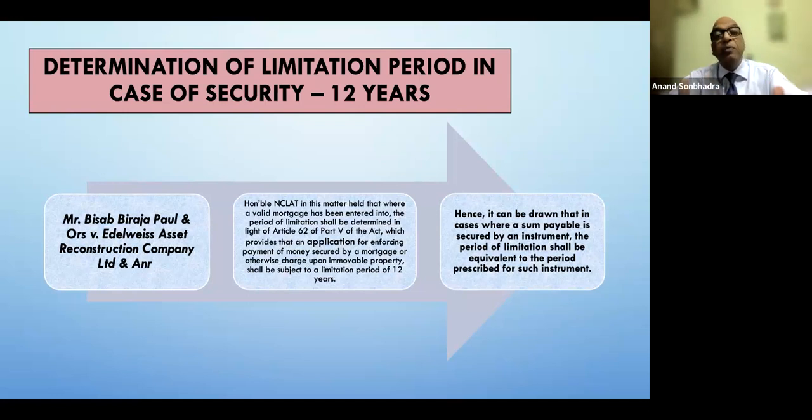Similarly, if security is created by any other instrument for which the period of limitation is 3 years, in that case the period of limitation would be 3 years. That's where I have tried to make it a little more of a generalization. It can be drawn that in cases where a sum payable is secured by an instrument, the period of limitation shall be equivalent to the period prescribed for such instrument.